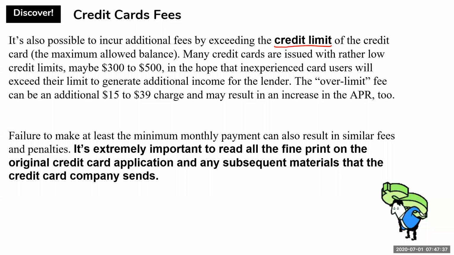So many credit cards are issued with rather low credit limits, maybe between $300 to $500, in the hope that inexperienced card users will exceed their limit to generate additional income for the lender. Now, the over the limit fee can be an additional $15 to $39 charge and may result in an increase in your APR too. So going over your limit with one credit card company may result in your APR being increased across the board with all credit cards that you have.